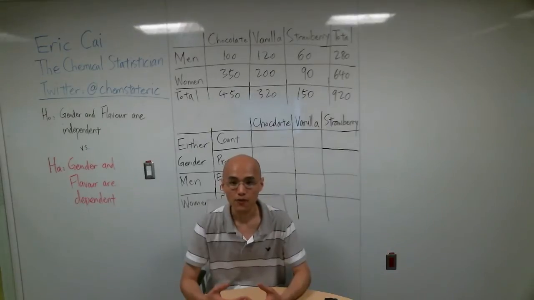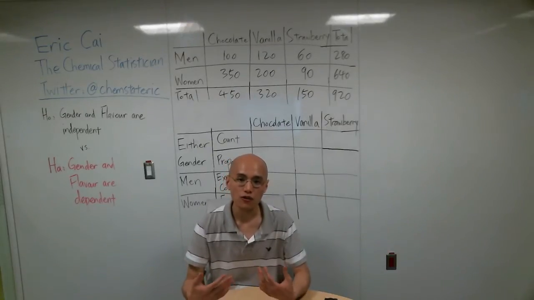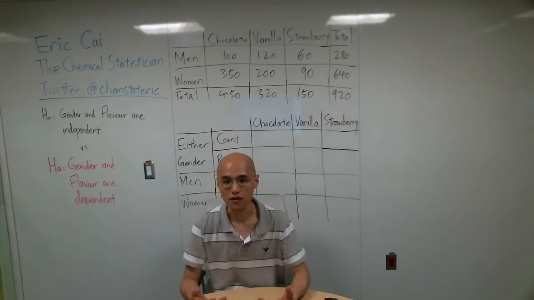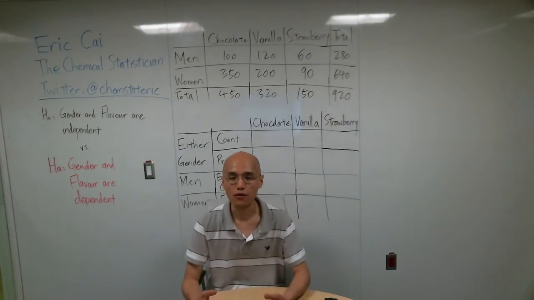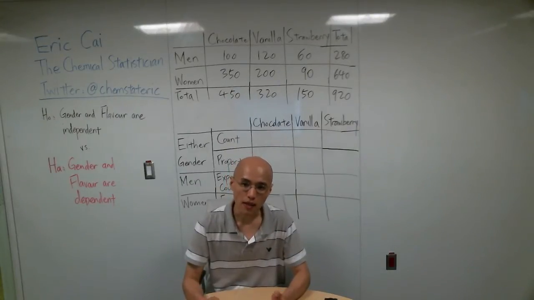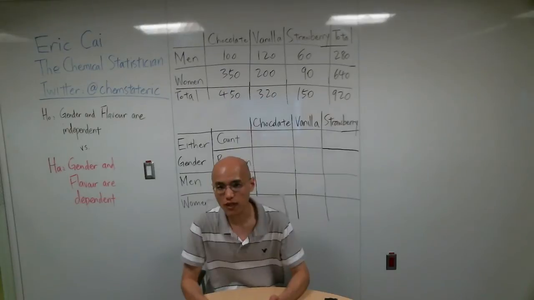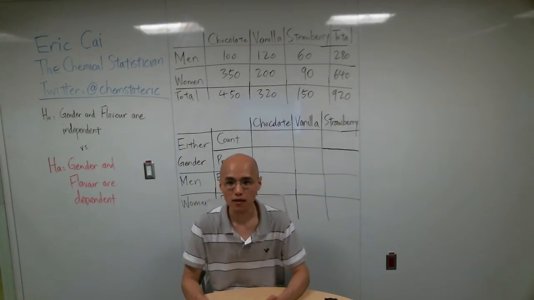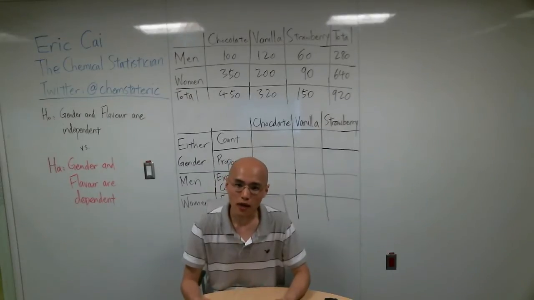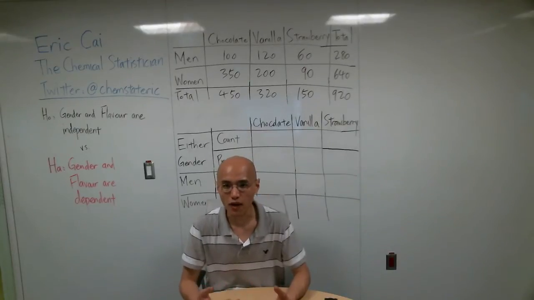Let's consider an example. Here I have the hypothetical survey results of people's ice cream preferences. I have two categorical random variables, gender and ice cream flavor. Gender has two categories, men and women, and ice cream flavor has three categories, chocolate, vanilla, and strawberry. My null hypothesis is that gender and flavor are independent. In other words, it doesn't matter what your gender is, your likelihood of preferring any one of those three ice cream flavors is the same.